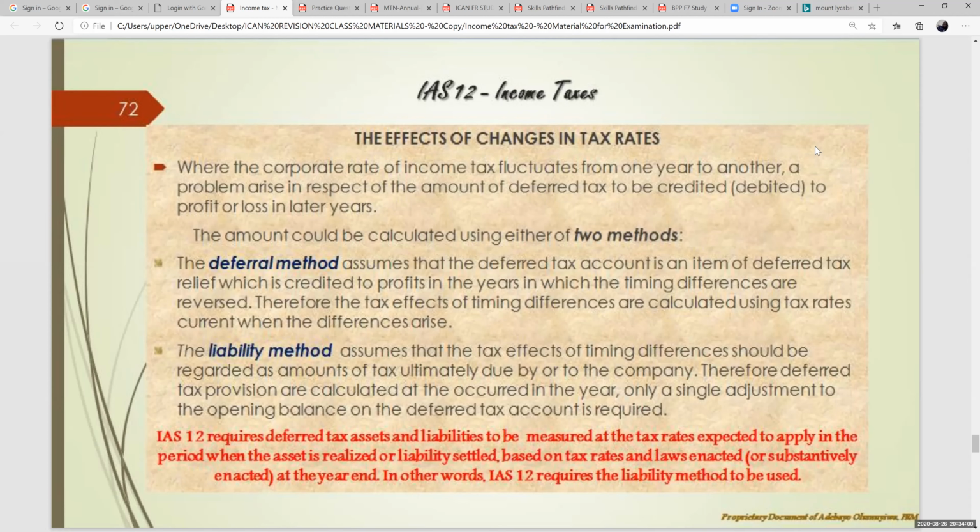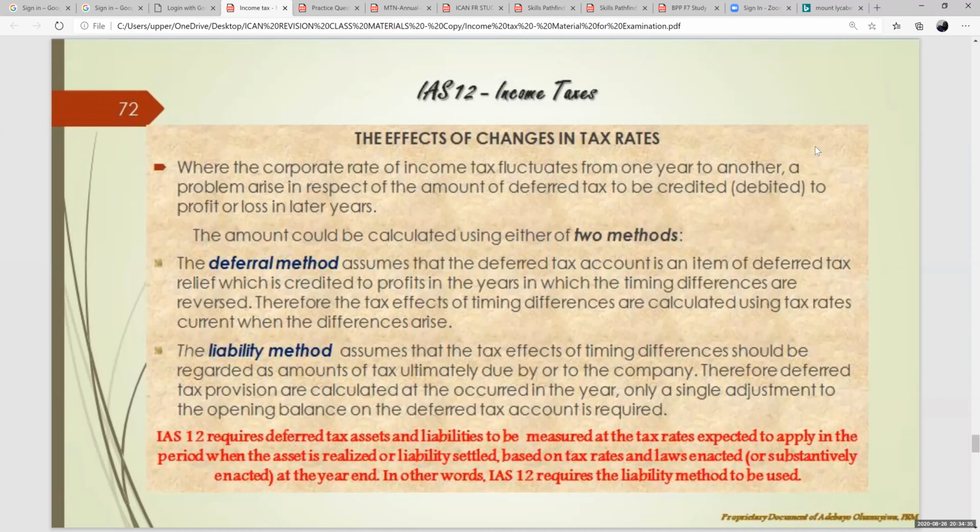Likewise, the liability method assumes that the tax effect of timing differences should be regarded as an amount of tax ultimately due by or to the company. Therefore, the deferred tax provision is calculated at the year it occurs. Only a single adjustment to the opening balance of the deferred tax account is required, which is what we did. And that's why you find that the adjustment impacted 2015.